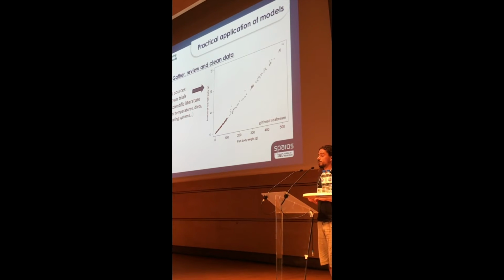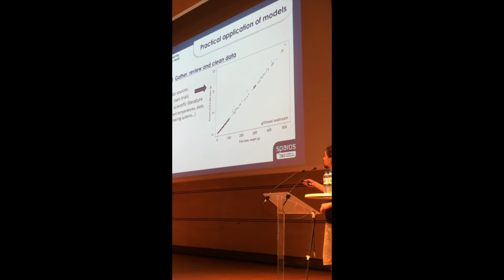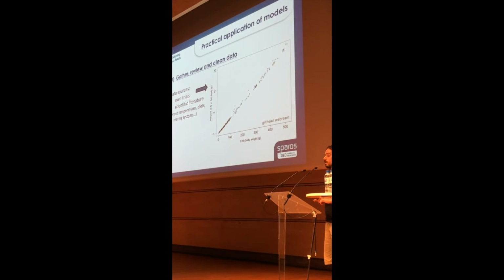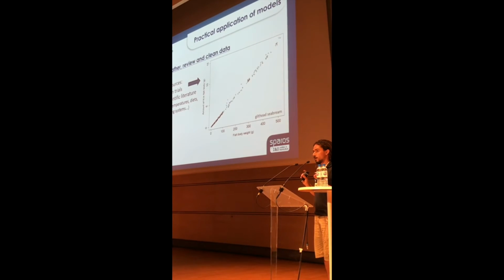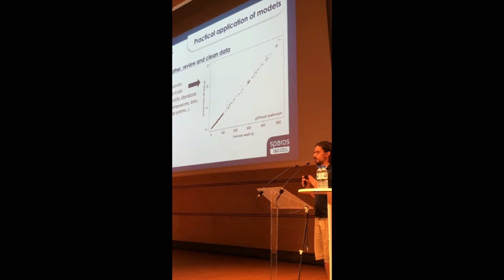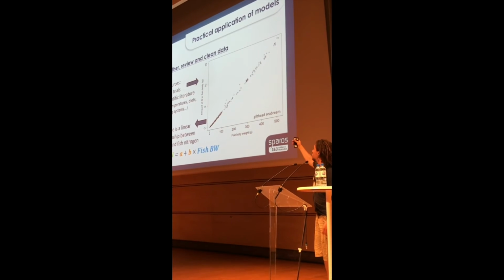For example, for sea bream, this graph shows how much nitrogen is in the body of the fish as a function of its body weight. You can see that this is almost perfectly linear. And this is data that comes from many different people under many different conditions, so it's quite surprising how clear this pattern is. You see that there's a linear relationship in general, though there are some outliers as well.